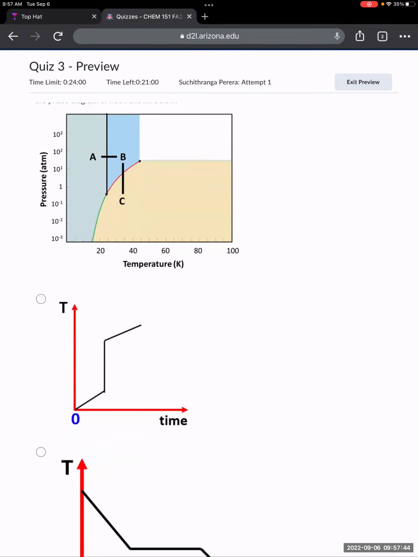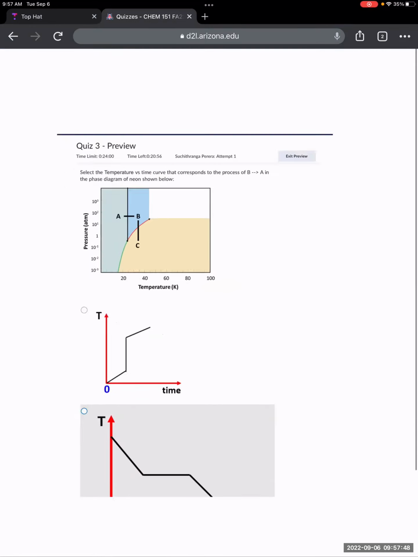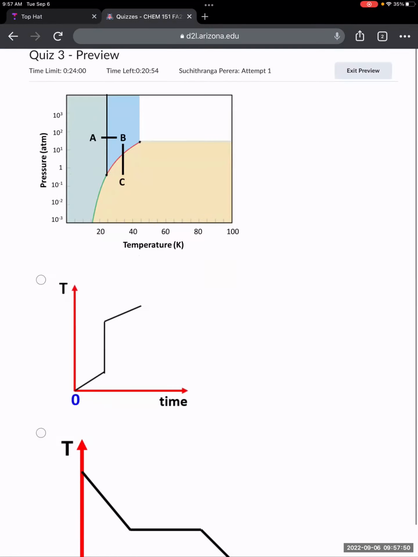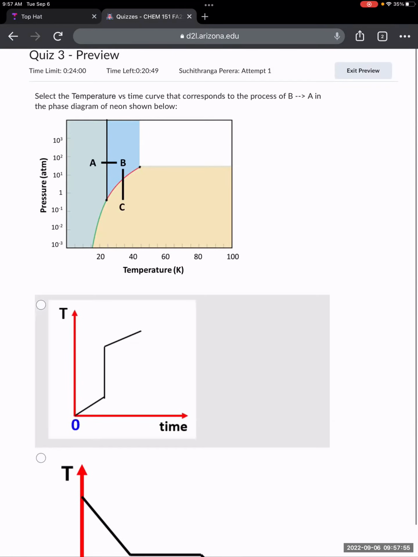Take a screenshot soon. I can see more. No, okay, we'll deal with it. Okay, we're talking about process B to A. Let's think about that.